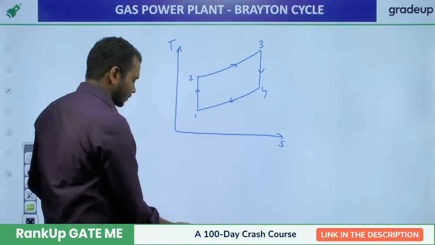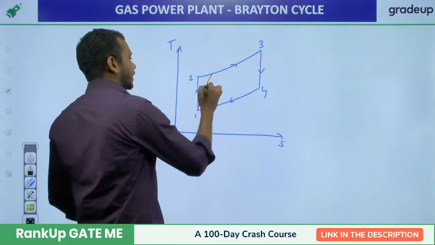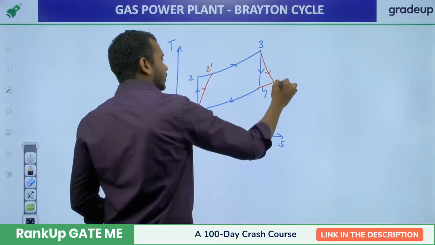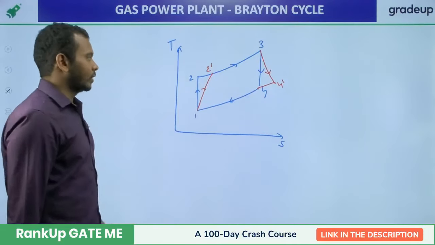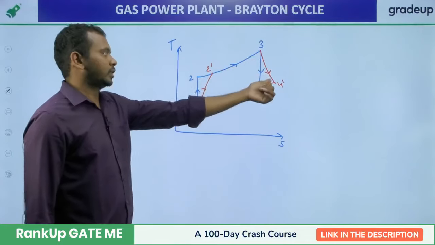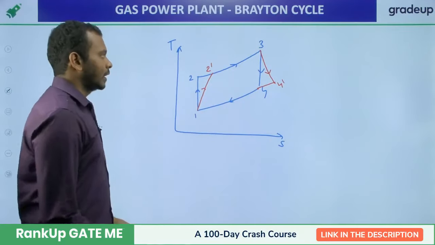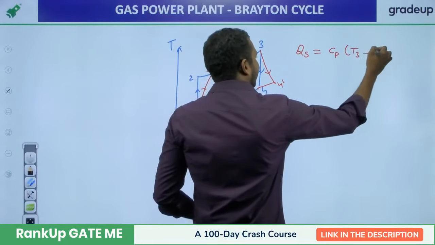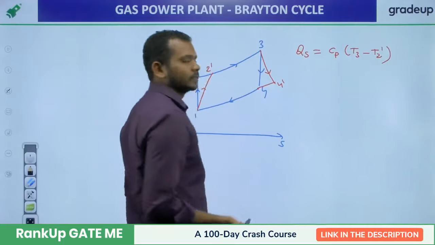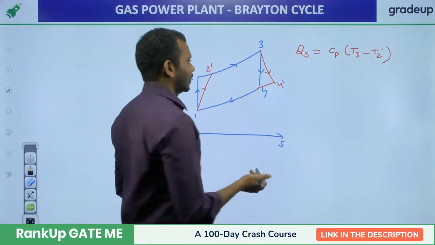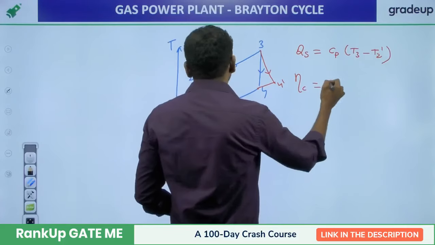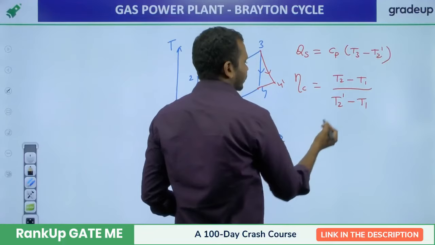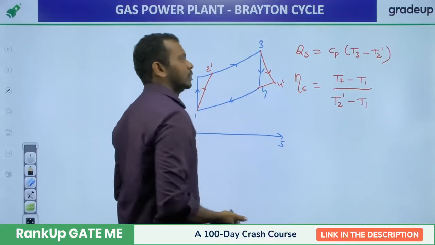If you consider the irreversibilities in the cycle, this 1 to 2 takes a new path 1 to 2 dash, and 3 to 4 takes a new path 3 to 4 dash. Already we have calculated WT during this process, WC during this process. Now what is your heat supplied here? Heat supplied is equal to Cp into (T3 minus T2 dash), not T2 here. That means we need to calculate the heat supplied again. For that you can use the efficiency of the compressor, that is Cp into (T2 minus T1) by Cp into (T2 dash minus T1). From this you will get T2 dash, substitute here, you will get the heat addition.